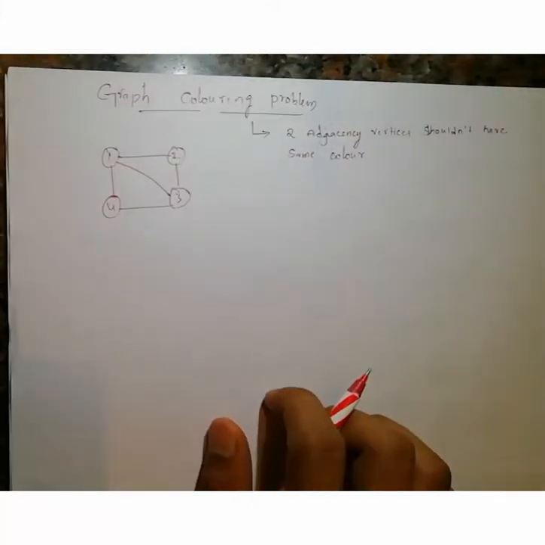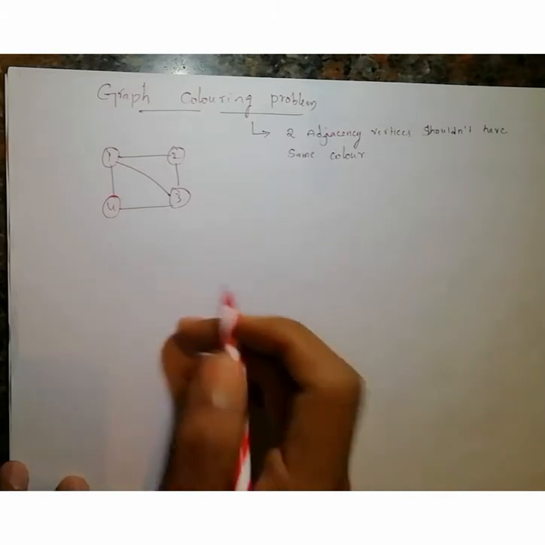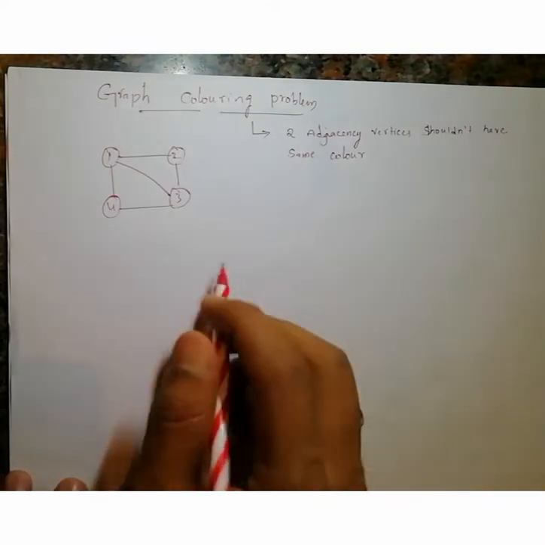Welcome back. In this video we will discuss the next concept, that is the graph coloring problem. Here we are giving color to each and every vertex, like in maps, different cities having different colors. So here also same thing. In this graph, just as an example, 4 vertices are there with different edges.